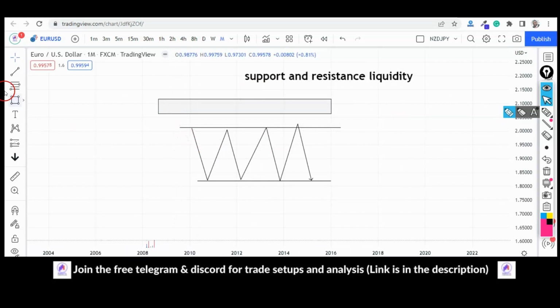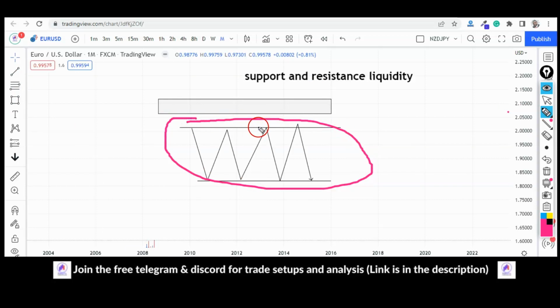Why? Because it has inducement in form of what? A resistance below it. So that when price collects all these stop losses and taps into this, it becomes a high-probability level to trade from. Now you can either trade a kind of set and forget, putting in your limit with stop loss above, or you wait for confirmations. Okay, I did a video on confirmation.